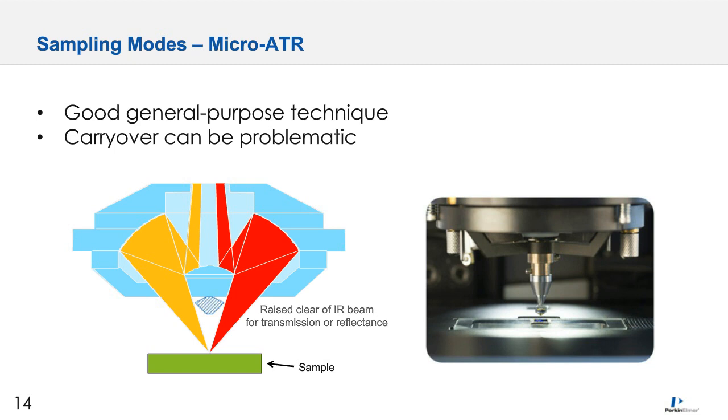So in the diagram at left, we see the change in the configuration of the system, moving from optical measurement, where the crystal is raised clear of the infrared beam and clear of the sample. When a micro ATR measurement is performed, that crystal is lowered into the infrared beam to the sampling position in contact with our sample. The image at right shows this very same device on the Spotlight 200 infrared microscope offered by PerkinElmer.